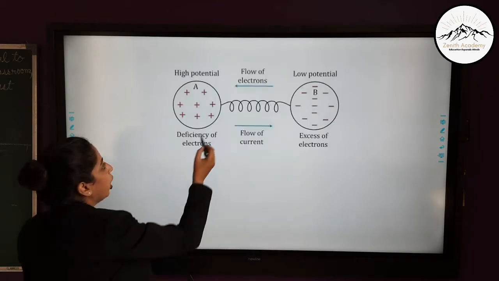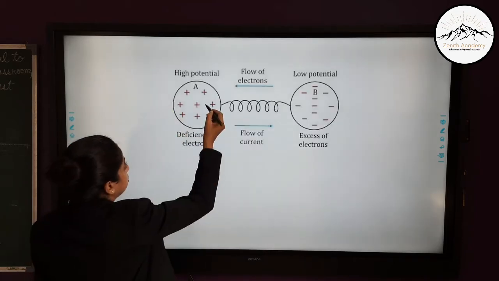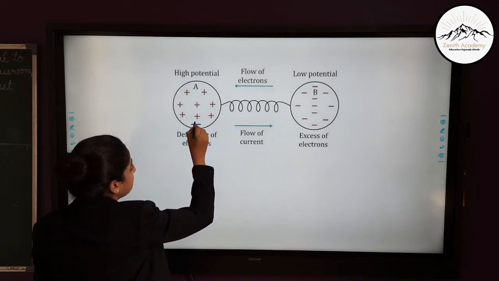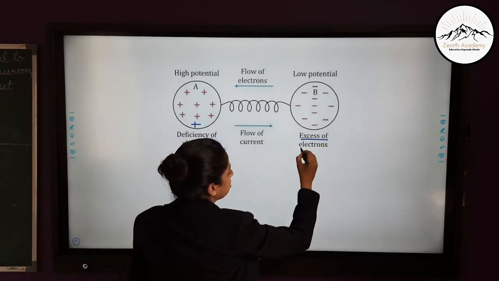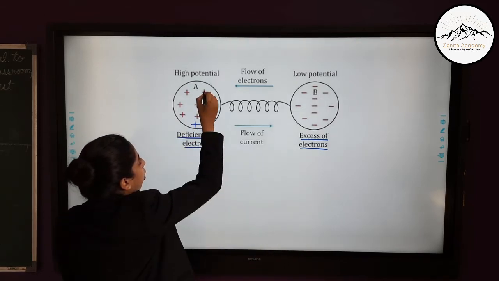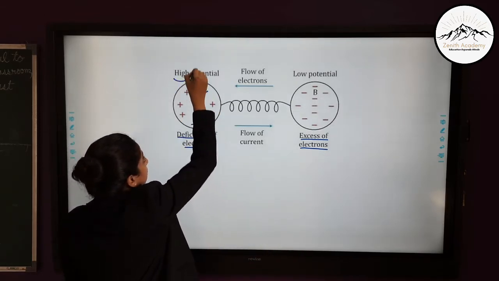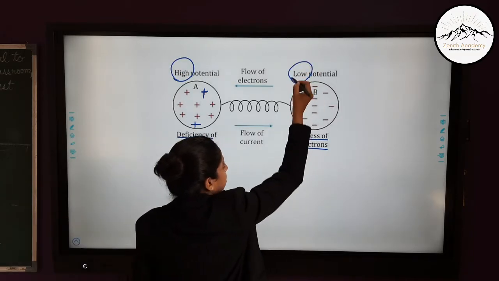Now suppose you take a conductor which is deficient of electrons. So since it is deficient of electrons, it has more number of positive charges, and this other one has an excess of electrons. So a body which has a deficiency of electrons or a body which is positive is said to be at high potential, and a body which is negative is said to be at low potential.